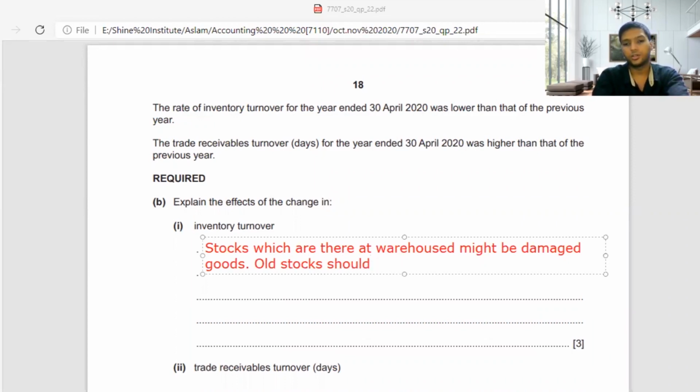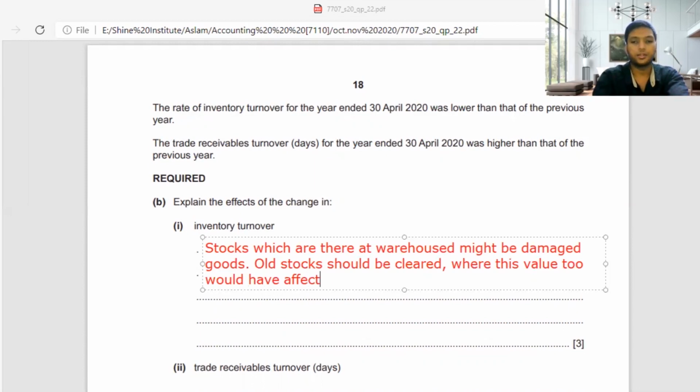Old stocks should be cleared, where it would have been also this value too would have affected the turnover ratio. What might be a few other reasons? Think, guys, when you are writing why inventory turnover might increase.